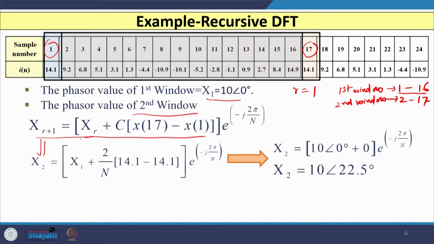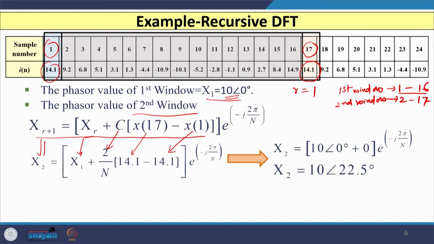So, r is 1. So, this is x 1. So, x 1 we have already calculated the value, that is tan angle 0, the c that is 2 by n, and x of n plus r. So, n is 16 and r is 1. So, this is x 17, that is 14.1 value, and minus x of r. So, this is x of 1. So, that is 14.1 again.